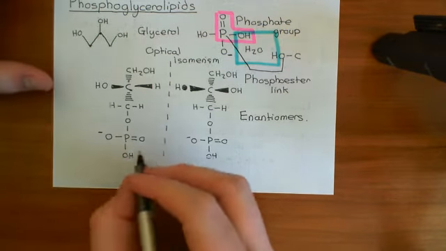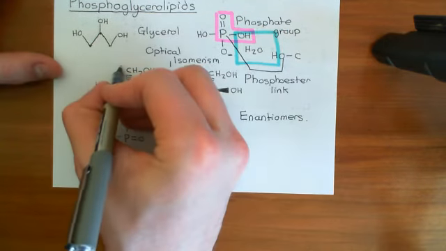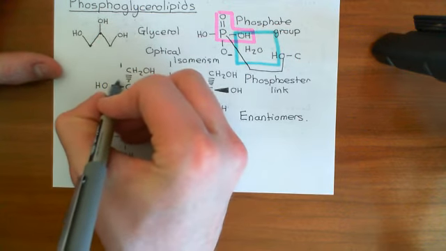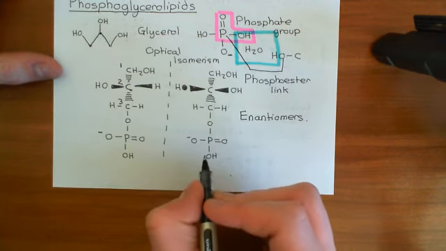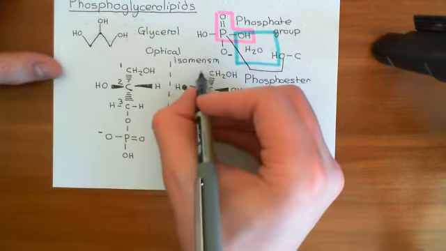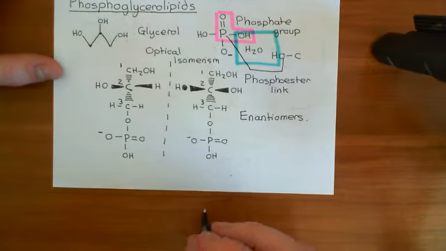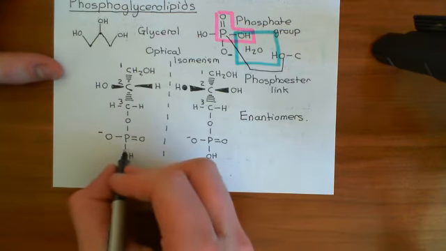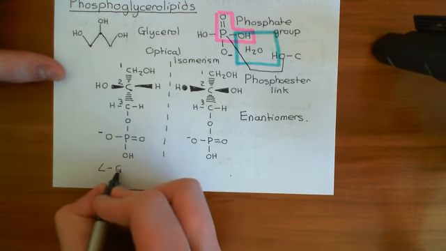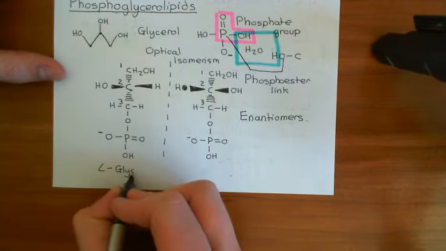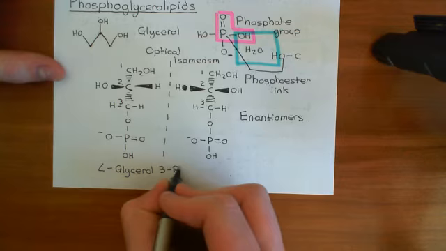Firstly, I should just tell you the naming system for the different carbons. So this carbon here is called the first carbon, this carbon here is called the second carbon, and the one with the phosphate group attached to it is called the third carbon. Okay, the same here. So, this molecule here is called L-glycerol 3-phosphate. So this is L-glycerol 3-phosphate.